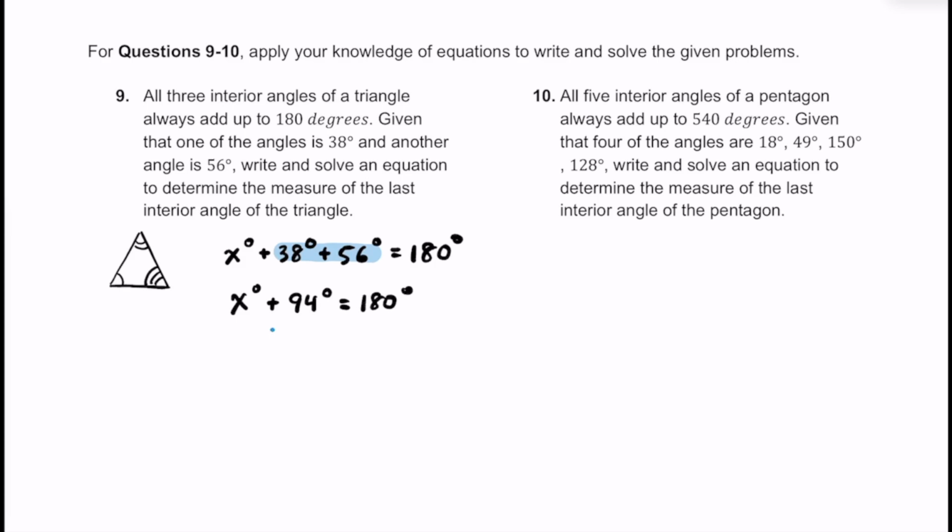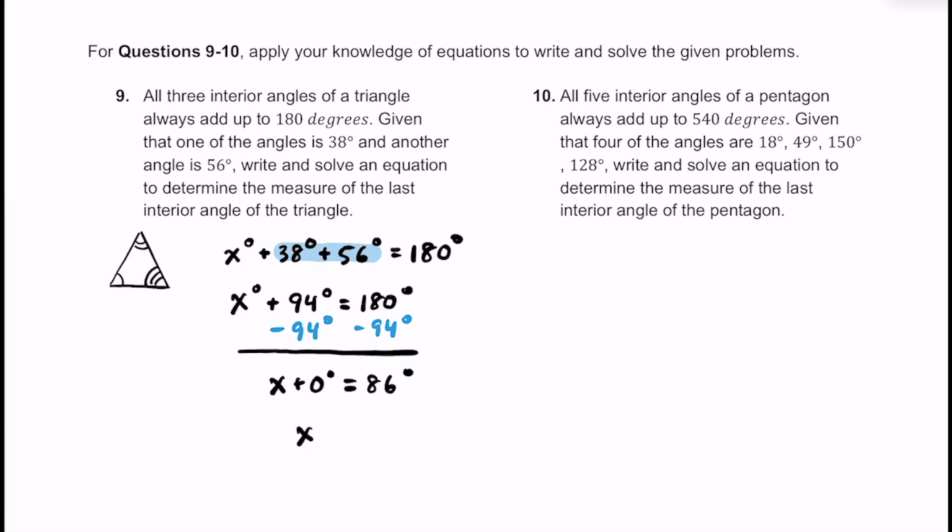Then you can just take away 94 degrees, using the subtraction property of equality on both sides of the equation here. If we do that, we're going to get x plus 0 degrees, or x plus nothing, we can write that if you want, is equal to 86 degrees.